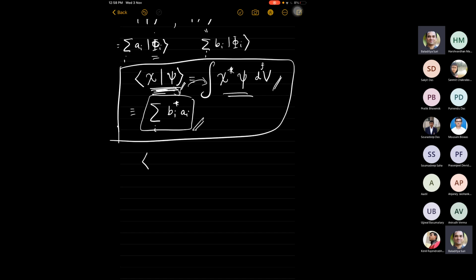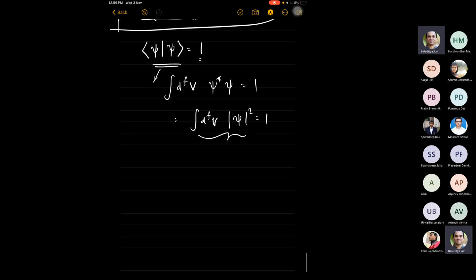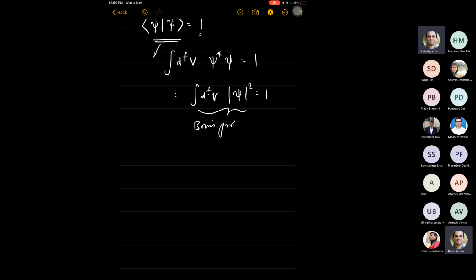And we usually normalize a vector in the Hilbert space as ⟨psi|psi⟩ equal to 1. What that means essentially, it's a restatement. If you interpret it in the Schrodinger language, that becomes the integral over all configuration space of psi star psi equal to 1, which is nothing but the integral over all space of mod psi squared equal to 1, which is nothing but Born's probability interpretation for mod psi squared. This is the fundamental theorem of probability, that all probabilities have to add up to 1.